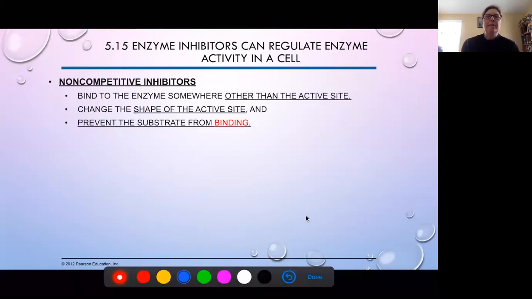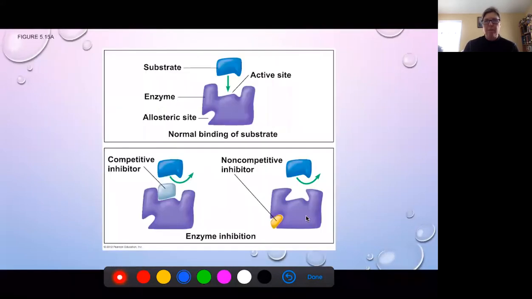Non-competitive inhibitors bind to the enzyme somewhere other than the active site. They change the shape of the active site and prevent the substrate from binding. So I always like pictures. So here's a better look at this.